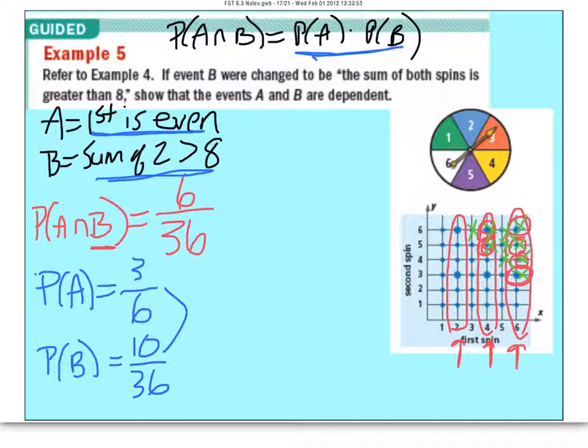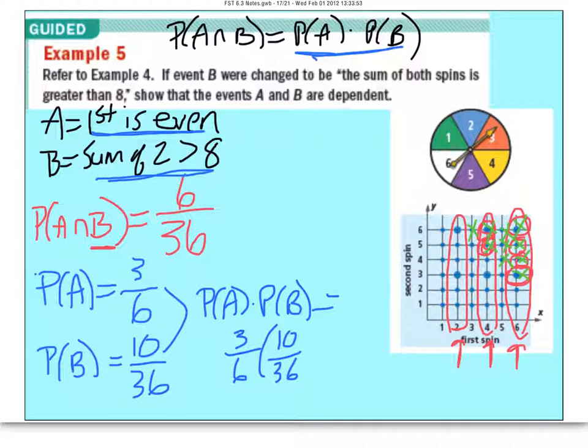Now we have to multiply these two together to find the probability of A times the probability of B. That'll be 3 over 6 times 10 over 36. Why don't we do this? Take the 3 out of here, which is 1. 3 out of here would be 12. Just simplifying that one. I can do another simplification. Why don't I take a 2 out of here, and that would be 5. 2 out of here, and that would be 6. So if we multiply straight across, it looks like it's going to be 5 out of 36.